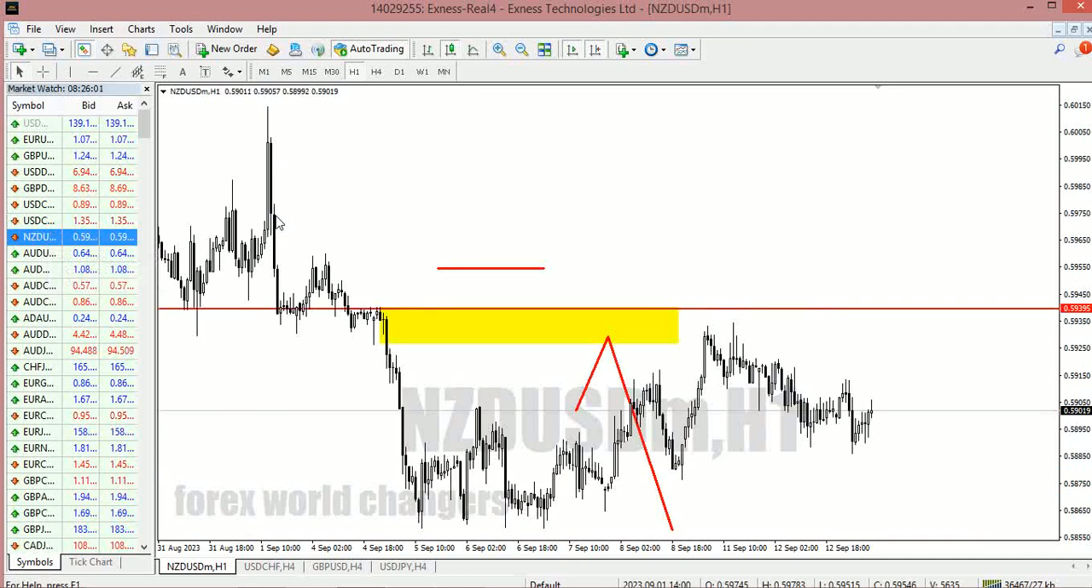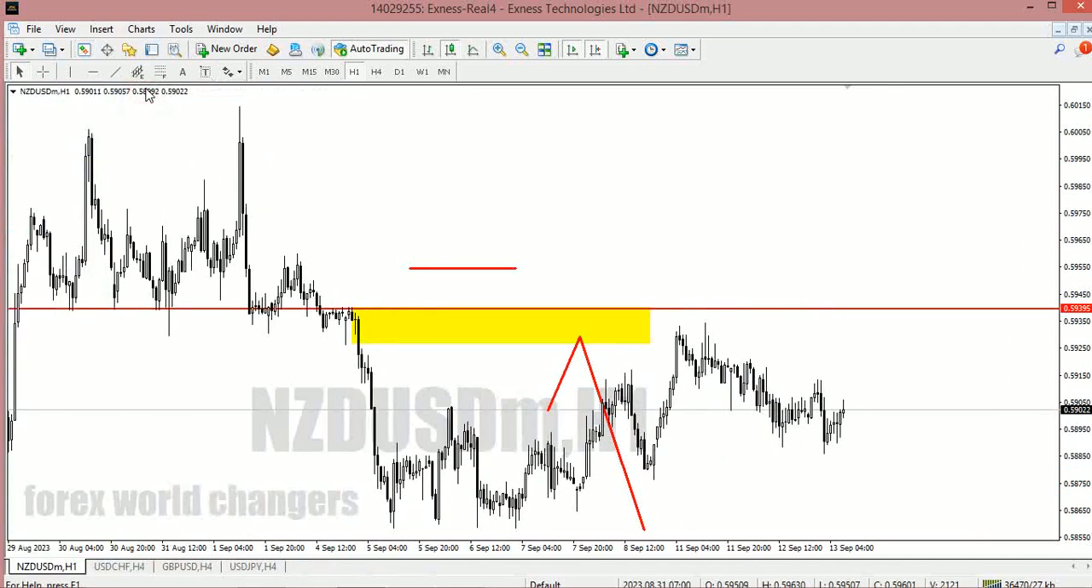So we have this setup. We've spoken about this setup. Luckily it played out very well. You see, it's something that I've posted, I've spoken about on the previous video. So you can see here, this is what I've spoken about.